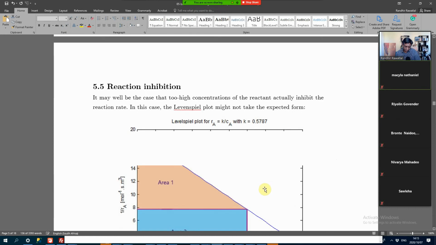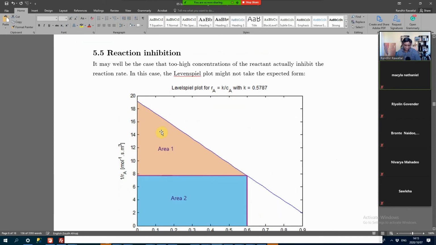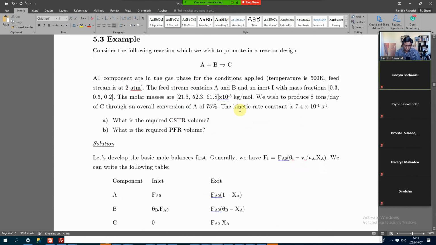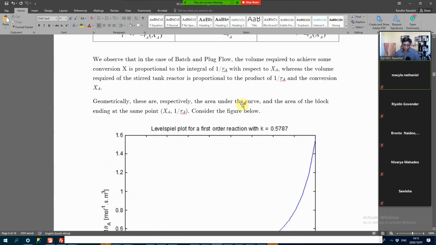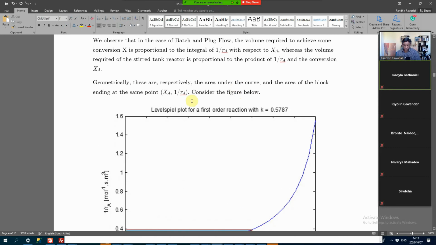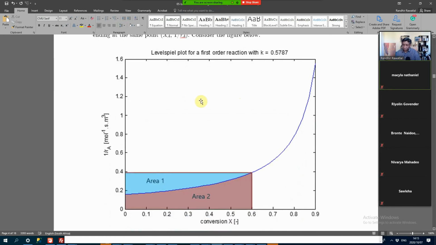And then we can think about the case when the Levenspiel plot looks like this. In the earlier case, it was for a fairly straightforward case where you have a first order reaction. So if R equals kCa, which is very often in reaction engineering, you'll meet R equals kCa. First order reactions are often used. So if R equals kCa, then you get this typical kind of curve.